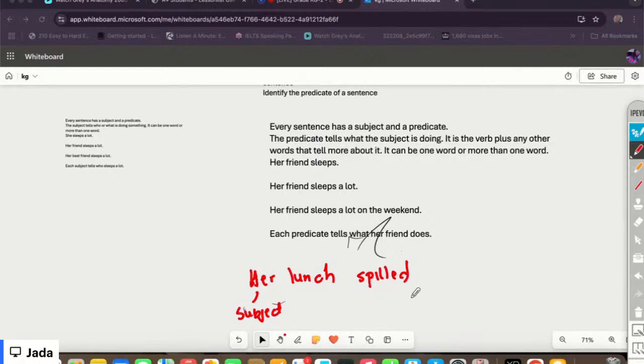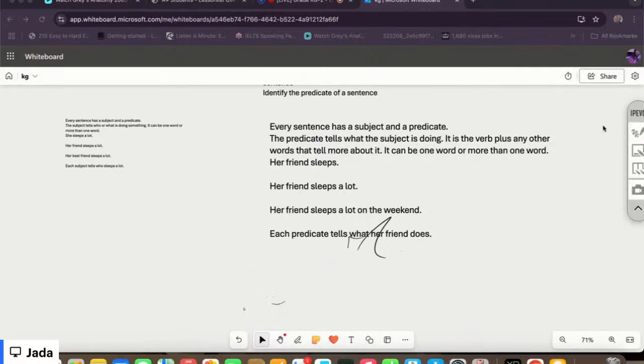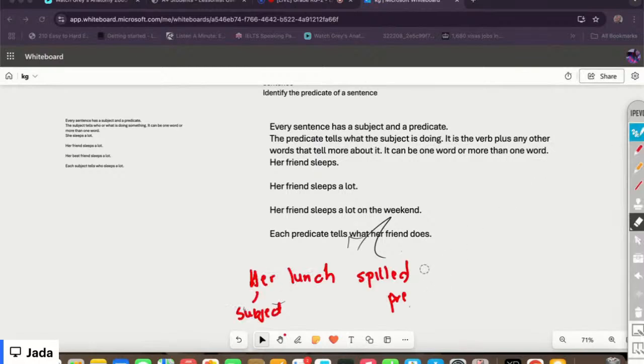So here, predicates. So you see, we're able to figure out what happened to her lunch. Okay, so we have the subject her lunch and we have spilled as the verb. So that's a good example.